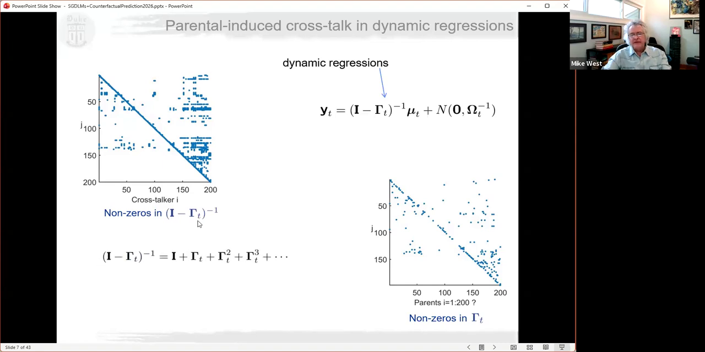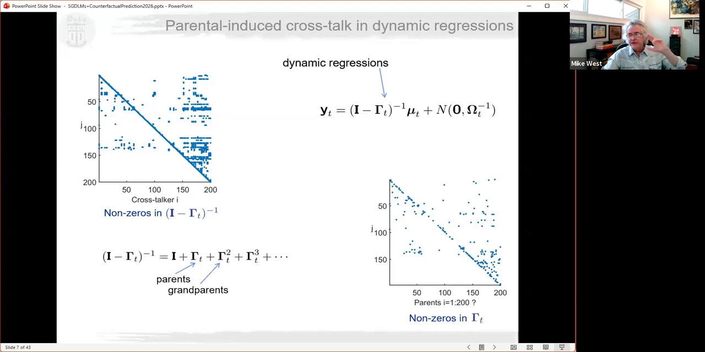And so let's look at this I minus gamma inverse term and expand it, give it its binomial expansion. And in the equation for y, this I minus gamma inverse term hits mu. So the identity just picks up mu. The gamma term, the second term of the sum, is gamma mu. So that is linking elements in the mu vector from the parents of series 1 as predictors of series 1. Okay, so how well you predict Bank of America is important in how well you predict Wells Fargo, because Bank of America is a parent of Wells Fargo.